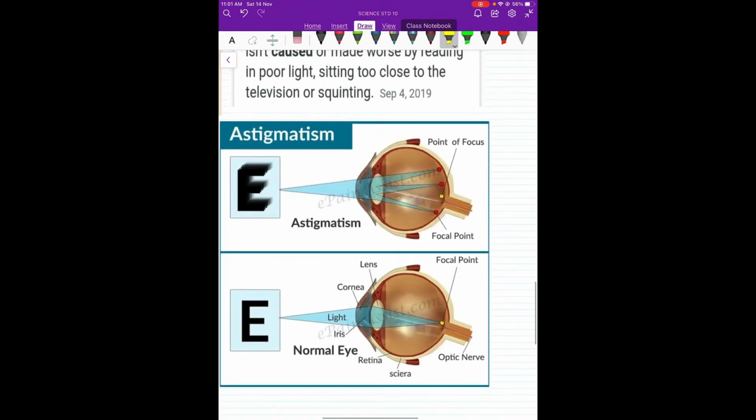So, this is astigmatism as shown. If you can see here, this is a blurred image of E. This is a person who is suffering from it, whereas if you see a normal eye, it is a very sharp image. So, this is what is called astigmatism.